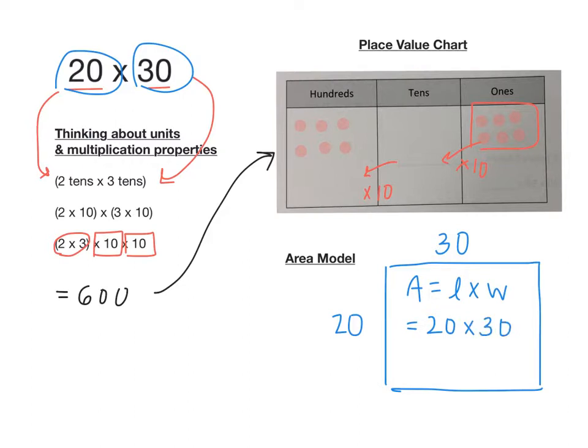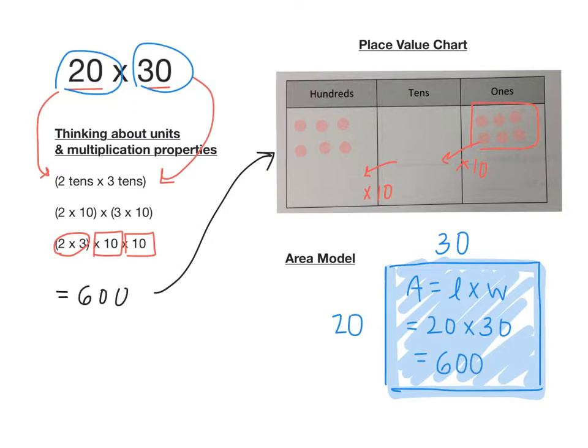Right? The amount of space that this rectangle takes up is the area of the rectangle. Do you guys agree? So, what is the area of this rectangle? 600 what? Square units. Good. Okay, so an area model is used to represent multiplication. And the area of this rectangle can be used to represent the product of 20 times 30.